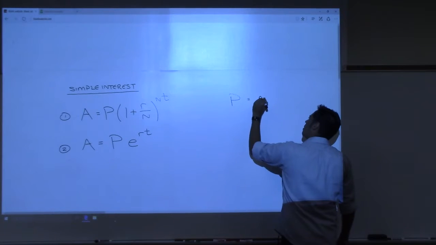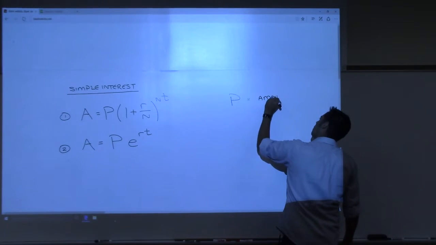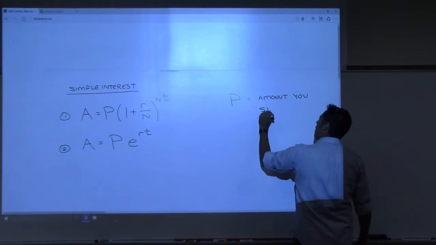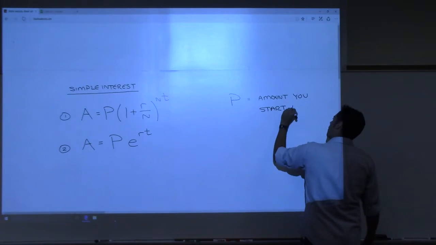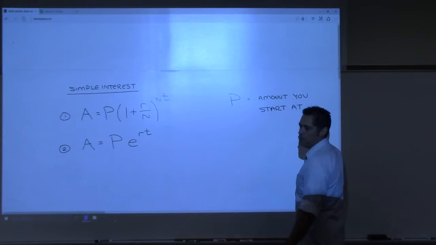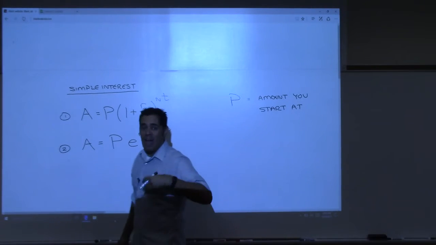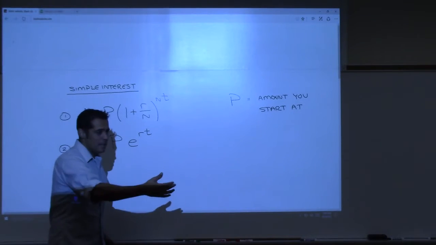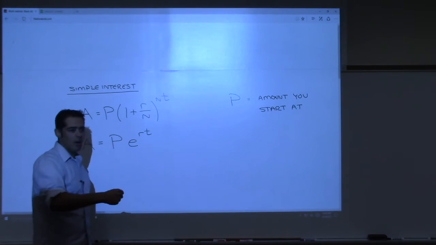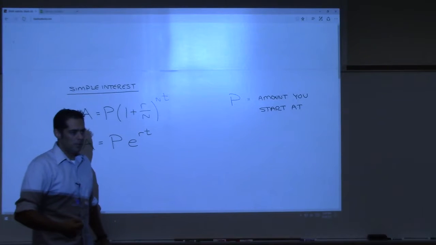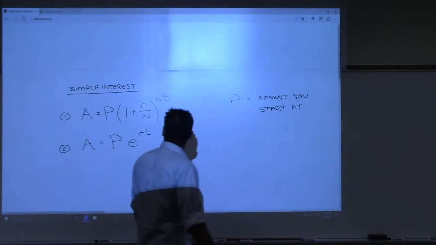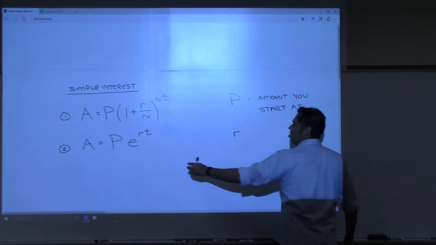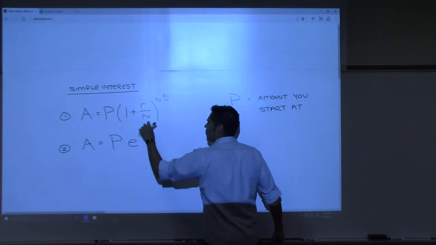P is the amount you start at. This is also known as principal. So this would be the $1,000. Whether or not you're borrowing it or you're giving it to the bank, doesn't matter. The amount you start at is the principal. All right? The next number, let's go with R, because it's in both formulas, right? So P is here, P is here, R is here, R is here.